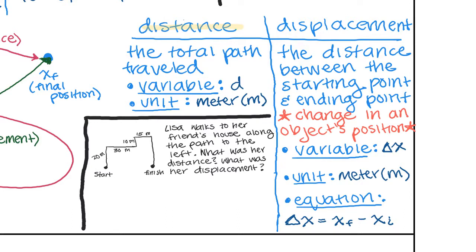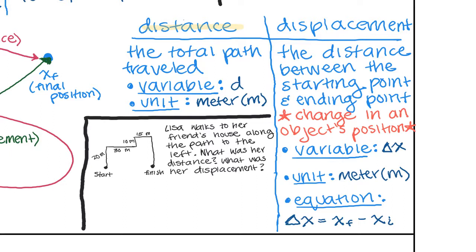Distance is simply the total path traveled by an object. We use the variable lowercase d to represent the distance traveled by an object, and distance is going to be measured in meters. Meters are our standard unit of measurement for measuring distance in physics class.